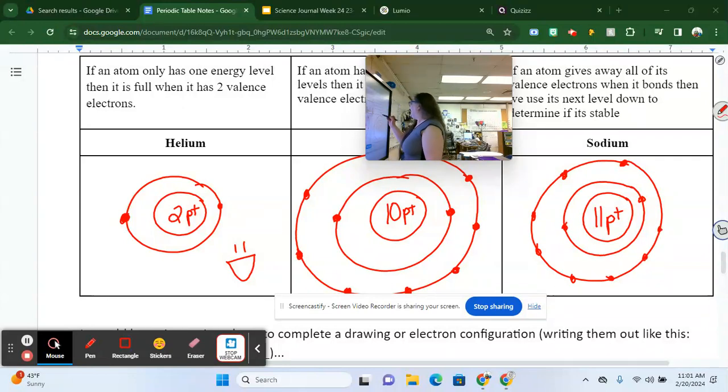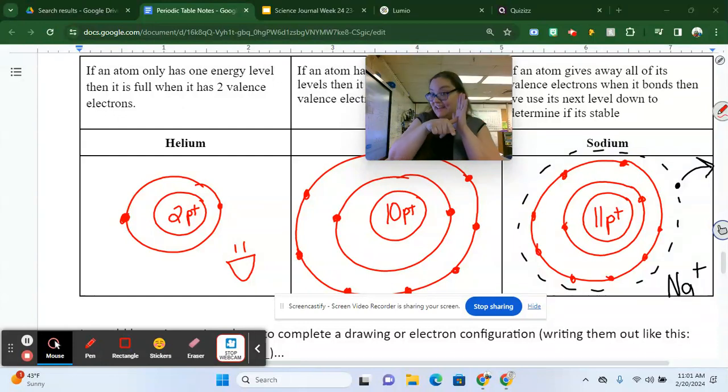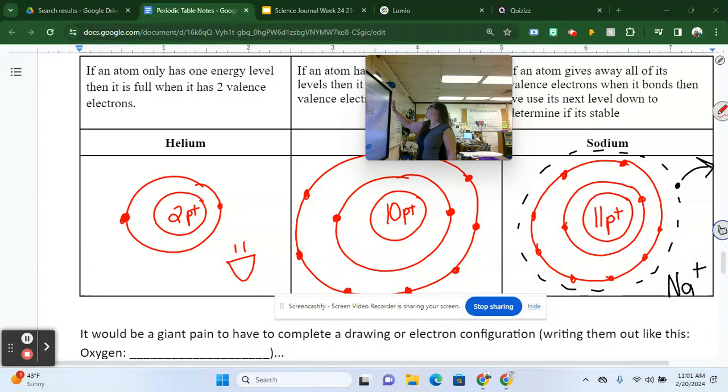But then it very easily gets rid of that 1 electron that it has. That goes bye-bye, and this becomes a positively charged ion because it has only 10 electrons, but it has 11 protons. And so we end up with sodium that has a positive charge. And we'll talk more about that later. All right, again, pause if you need to, erase it.